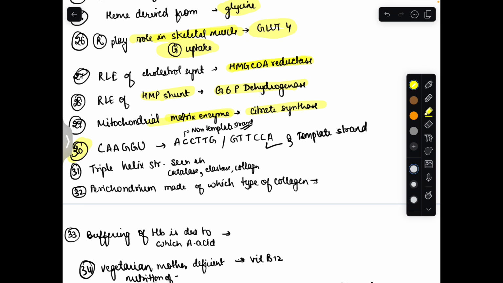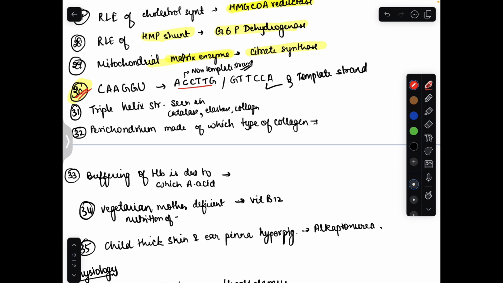And for this question, it's very difficult to say which one is the correct answer, because some teachers say it's GTT CCCA, but one of the prep ladder teachers said the answer is ACC TTG. So I'm not counting it for my marks, but hoping for the best. Now for the 31st question, a triple helix structure is seen in which one: catalase, elastase, or collagen. For this, I don't know the answer because I didn't remember the MCQ options, so I did not put any answer, but I remember the question. That's why I wrote this question.